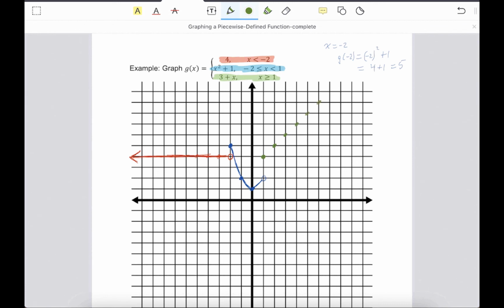All of these points here, we connect with a straight line, or semi-straight line. Yeah, there we go, close enough. And we have our third piece there. And we've done it. We've created our piecewise defined function graph.